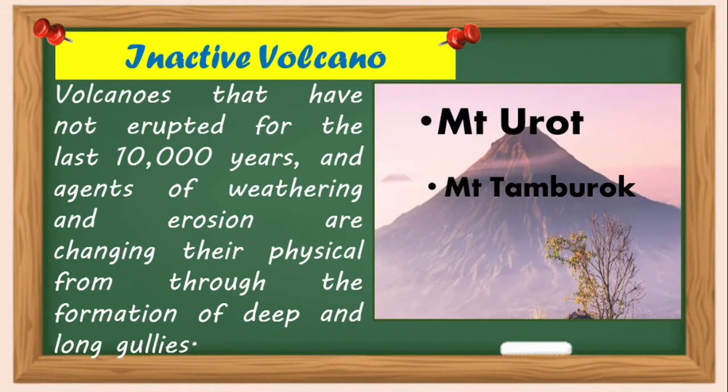On the other hand, an inactive volcano is a volcano that has not erupted for the last 10,000 years, and agents of weathering and erosion are changing their physical form through the formation of deep and long gullies. Examples are Mount Urot in Sulu and Mount Tambuyoc in Leyte.